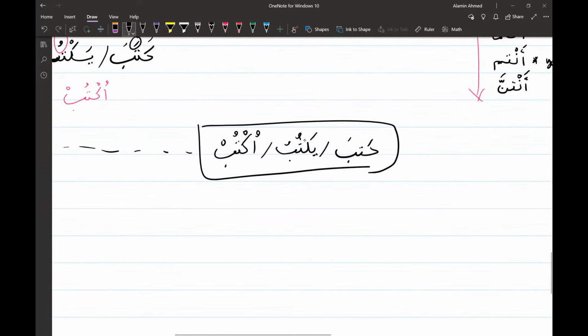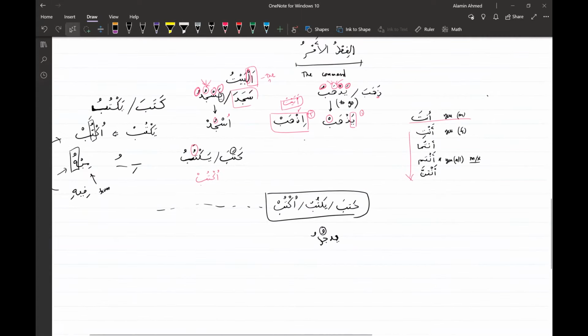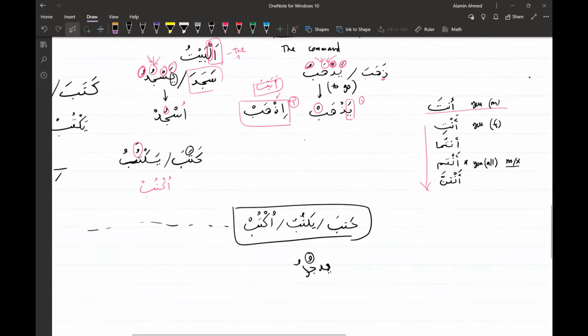Dakhala, yadkhulu, udkhul. Okay, it's all about the present tense verb. Yadkhulu. Then it's going to be udkhul.